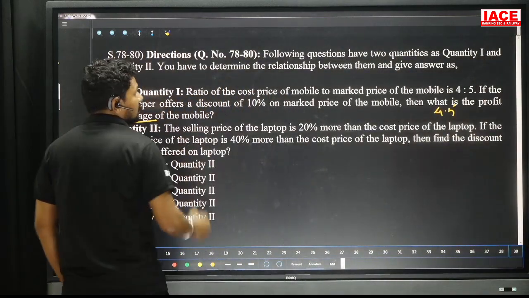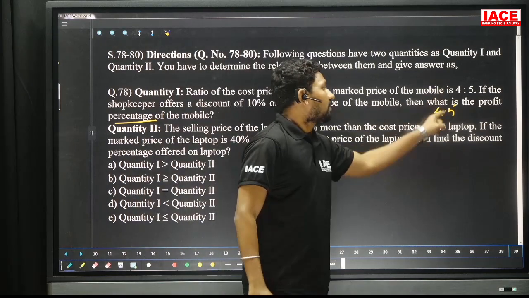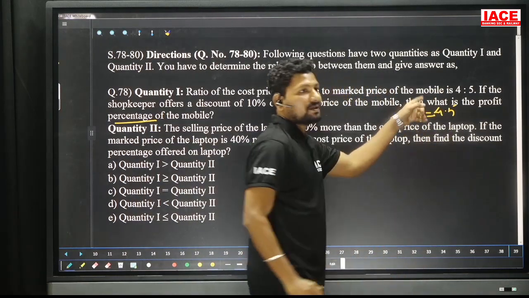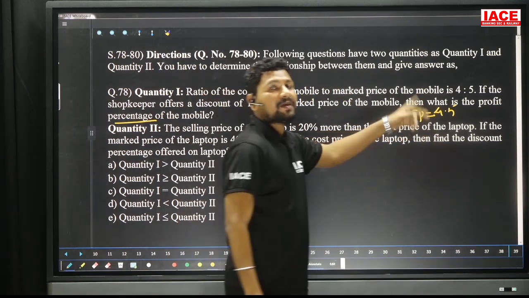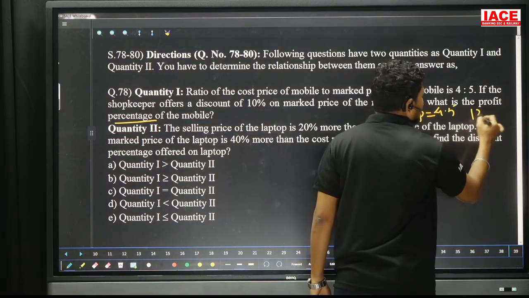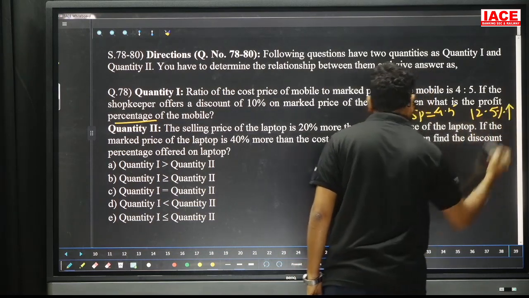Profit percentage means, look here, on 4 rupees, 0.5 rupees is the profit. It is the SP after the discount. Just 4 rupees, 4.5, 0.5 rupees extra profit. 1 rupee extra would mean 25% profit. 0.5 rupees extra profit means it is a 12.5% profit for quantity 1.